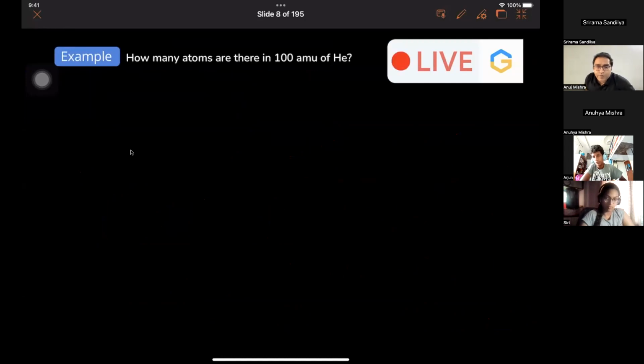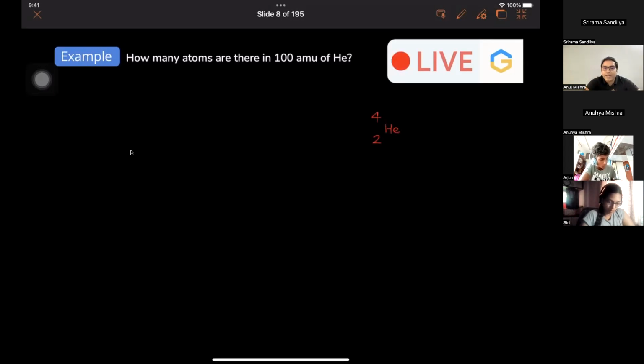Now all of us will try this question. How many atoms are there in 100 AMU of helium? It's a very ancient question of JEE, 20, 30 years back maybe. Very simple question. Helium is a gas which is used in balloons, and there were certain problems with helium also. Fine. So helium's formula is 2He4.